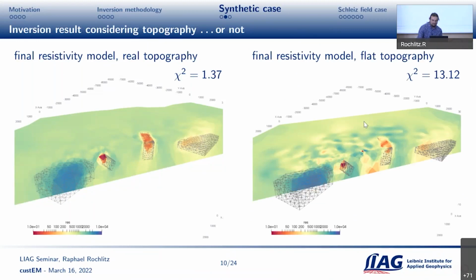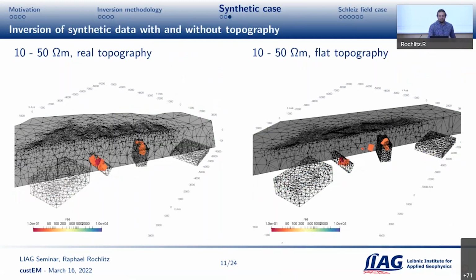Now, on the right-hand side, you see an inversion result where I just used an average height as topography, like in almost all finite difference codes that exist so far. If we do not consider the real topography in this area, we get lots of artifacts, in particular at the surface. We can still see the main conductors, all 4 of them actually, but we also see many other conductivity variations which are obviously not valid.